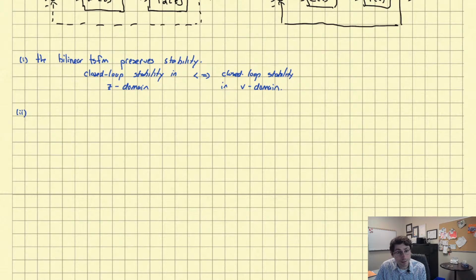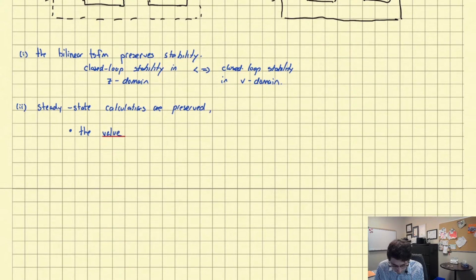Two, the steady state calculations are preserved. Okay? In other words, if you design C of V to achieve a certain value of tracking error in steady state, then your D of Z will achieve that exact same value. All right? So the value of the steady state tracking error is the same in both domains.